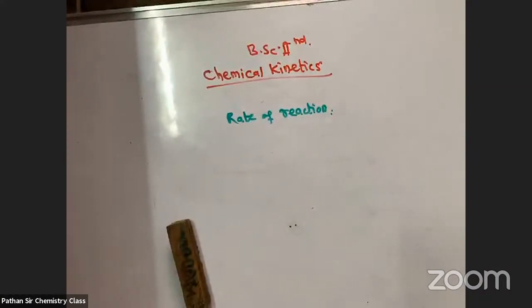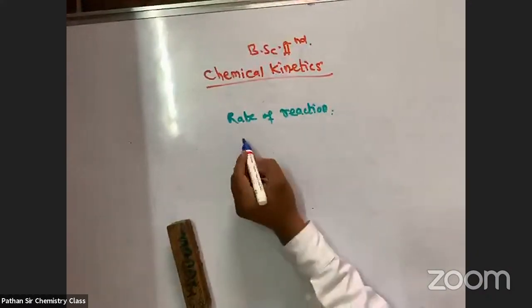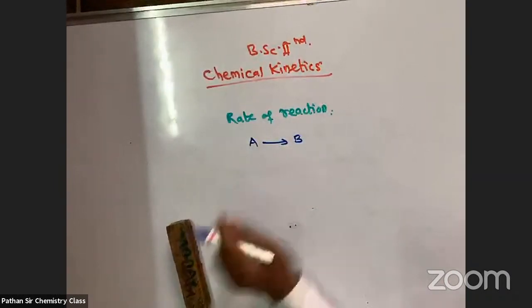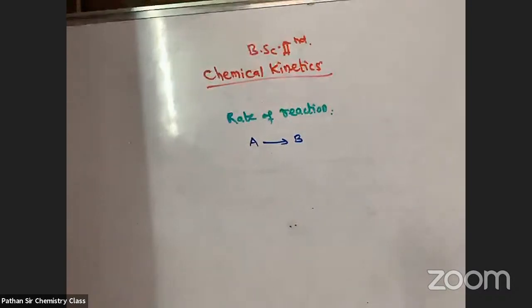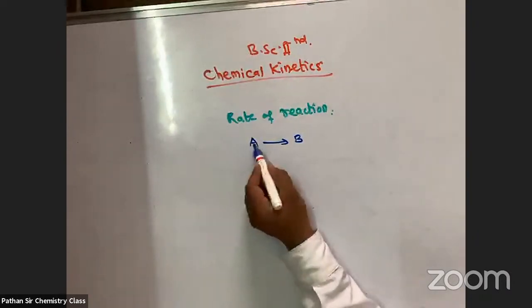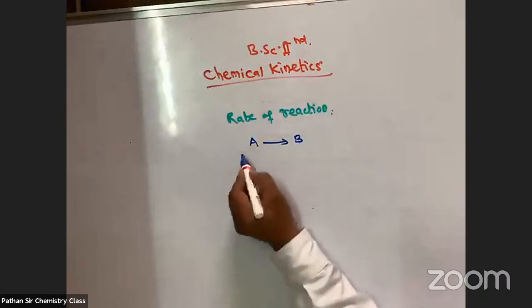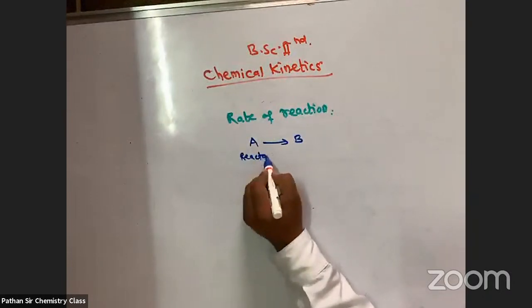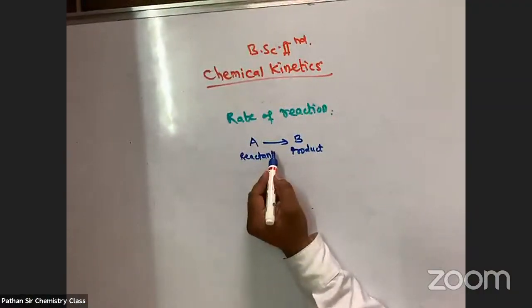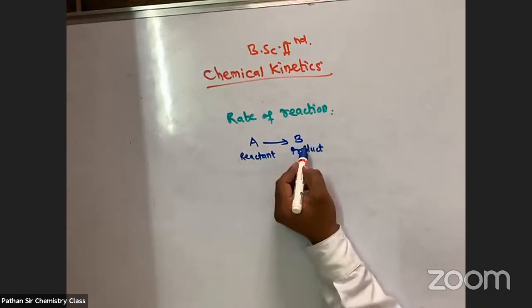Now what is rate of reaction? Now let us consider, for example, reaction. Say A gives B. Here A is a reactant and B is a product. Okay. Now what happens as the reaction proceeds? A reacts with the formation of B. So with time, the concentration of A continuously decreases, and the concentration of B continuously increases.